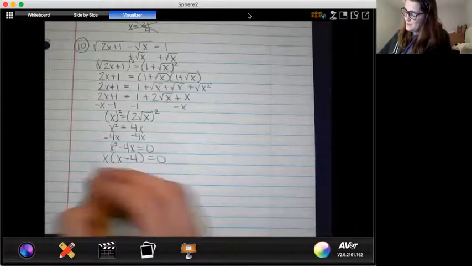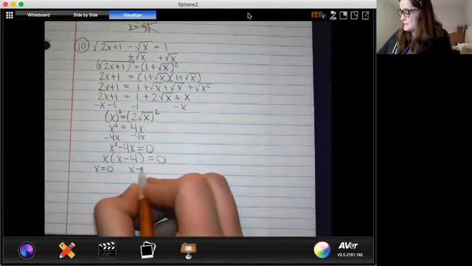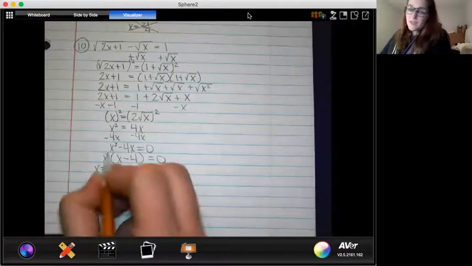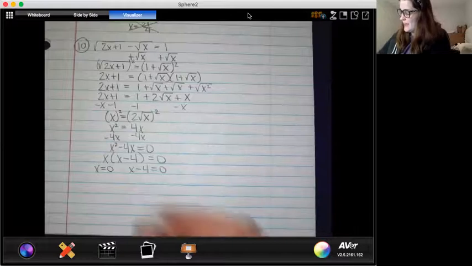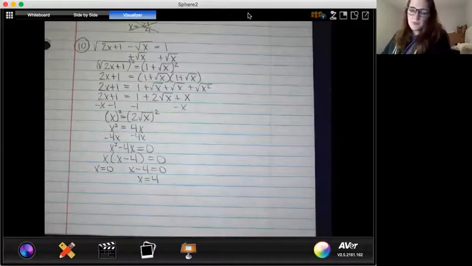Okay. Set those each equal to 0. So x equals 0, x minus 4 equals 0. Don't forget about the GCF. And this is as simplified as it can be. And x equals 4 would be my other option. Okay. Now we're at the point of checking our work.